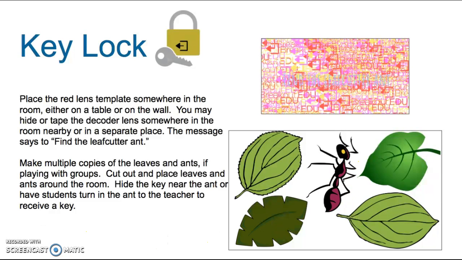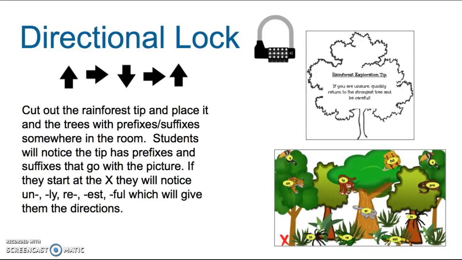For the direction lock, you're going to need the rainforest exploration tip and the trees that have the prefixes and suffixes on it. They'll notice that when they read this clue, if you are unsure, quickly return to the strongest tree and be careful. There are prefixes and suffixes located in that clue.